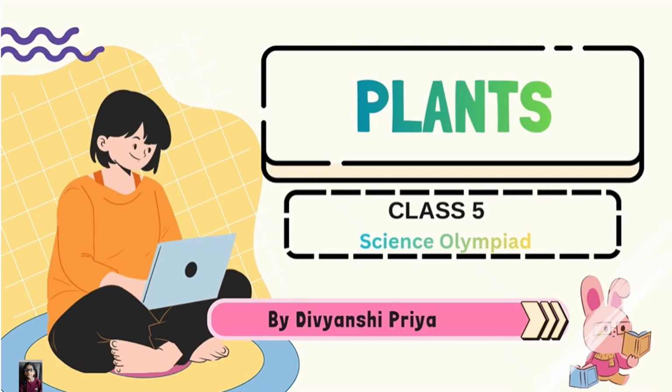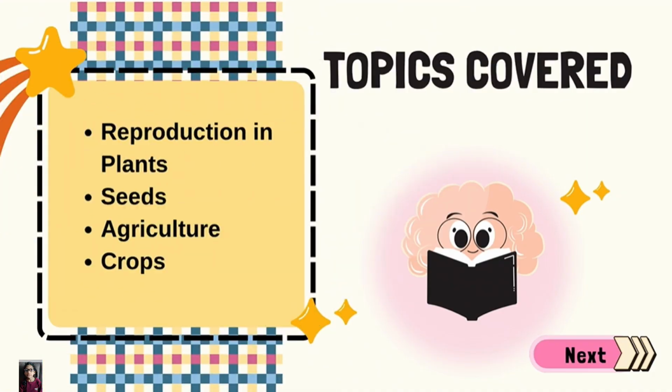Today we are going to do plants of class 5 Science Olympiad. Let's start. The topics that we are going to cover are reproduction in plants, seeds, agriculture and crops.